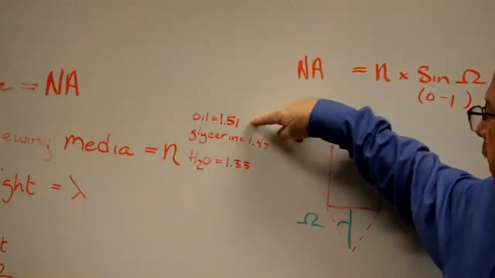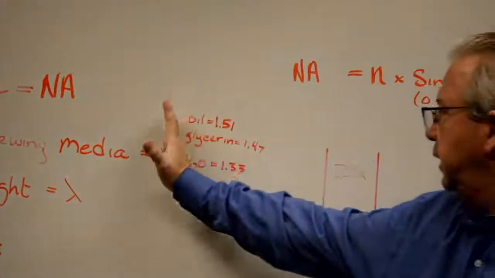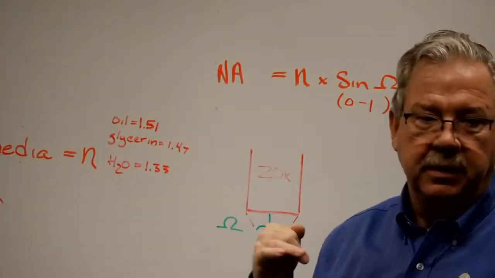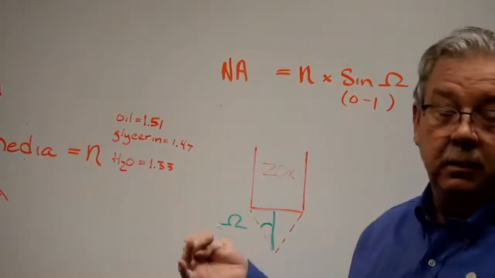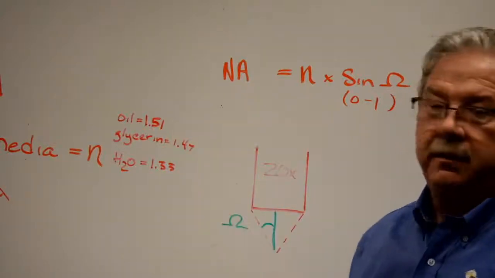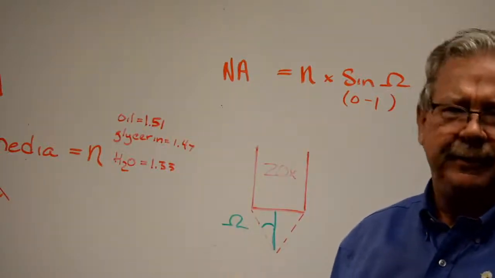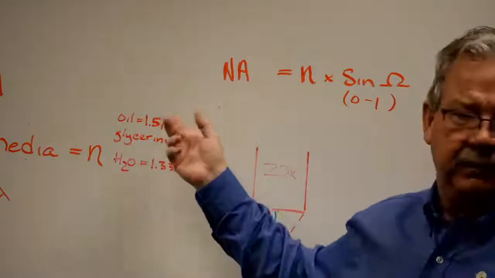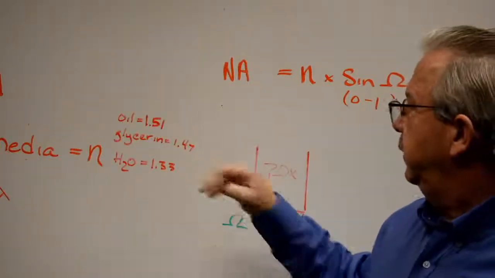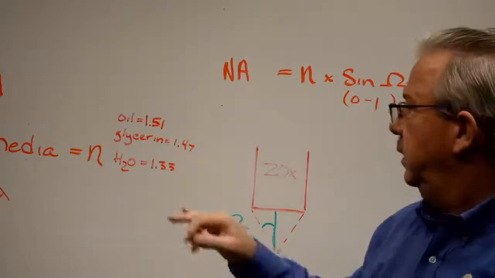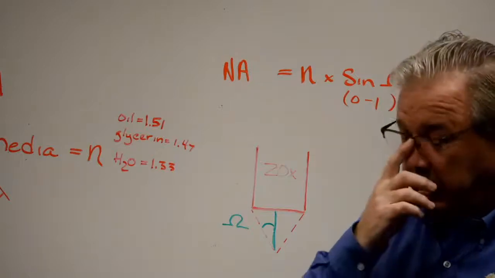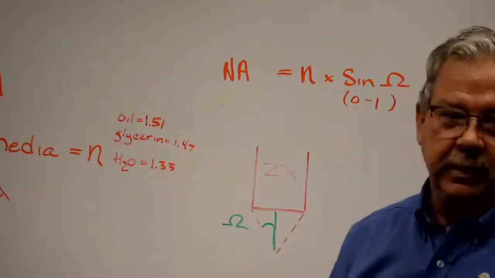I wrote a few of these over here. Hope they're not getting confused with this formula. But for example, the oil we use for immersion in an objective has a refractive index of 1.512. 1.51 will work, okay? Glycerin has a refractive index of 1.47, and water has a refractive index of 1.33.